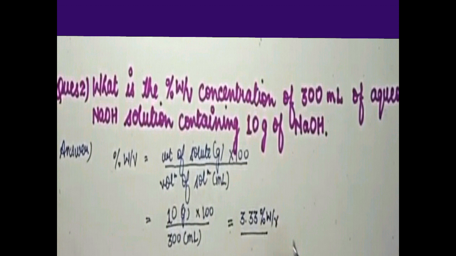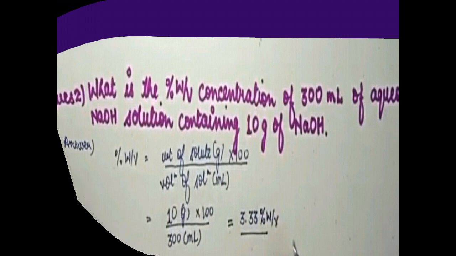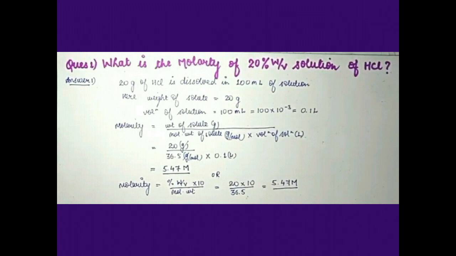So mass by volume is equivalent to mass of solute, that is 10 gram, upon volume of solution, that is 300 milliliter, into 100. So it will become 3.33%. So in this way we can calculate mass by volume percent. Clear? One more question. What is the molarity?